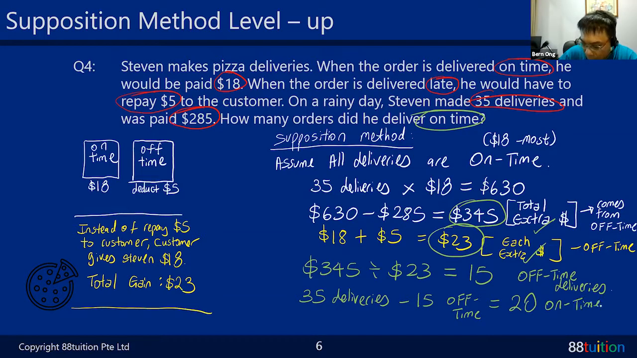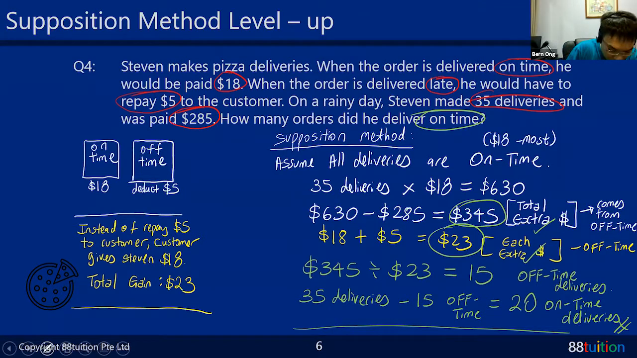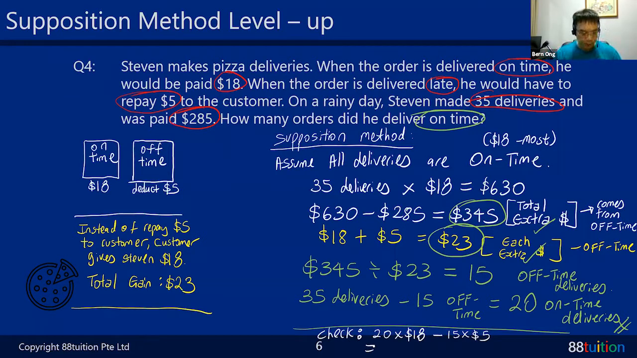So it depends on what the question wants from you. The last step you might need to minus, you just do it. Very good. Keith is 20. Good job. Now you can do a check. See whether it works or not. So for instance, if you got 20 on-time delivery, 20 on-time means you receive $18. And you got 15 off-time. For off-time means you have to minus $5. So you minus 15 times 5. Press your calculator. 20 times 18 minus 15 times 5. 285. Is it the same as the question?